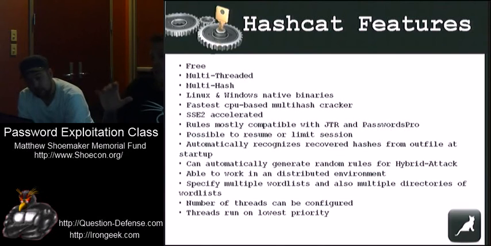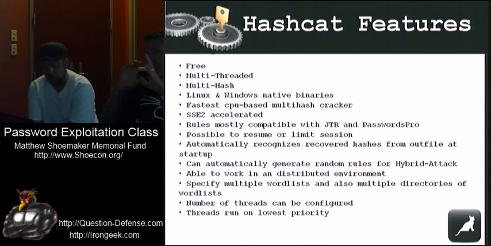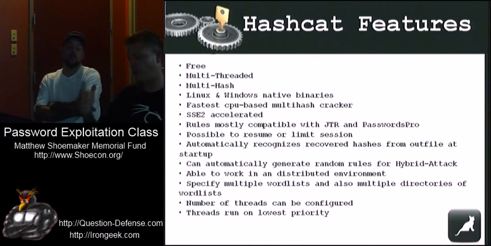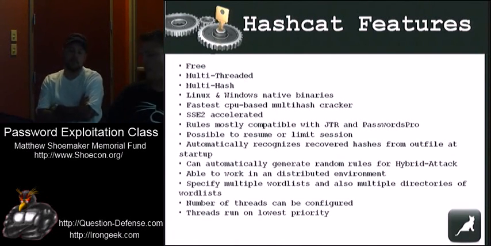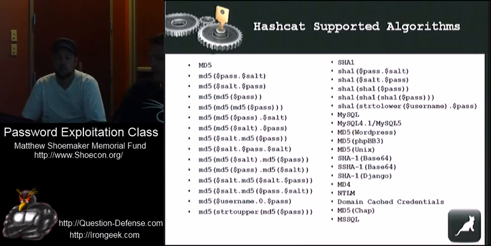To this date, with most password crackers, you either had to do one list at a time, or you had to combine all the words into one list. Hashcat easily allows you to specify either a directory of lists or a couple of lists, and in the GUI interface, it's really nice, just little checkboxes for what list you want. And the number of threads can be configured. So if you want to password crack in the background and you only want to use one of your cores, you can do that. And the threads run on the lowest priority of the computer.